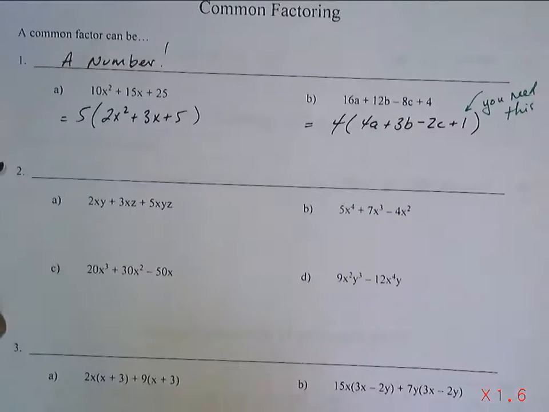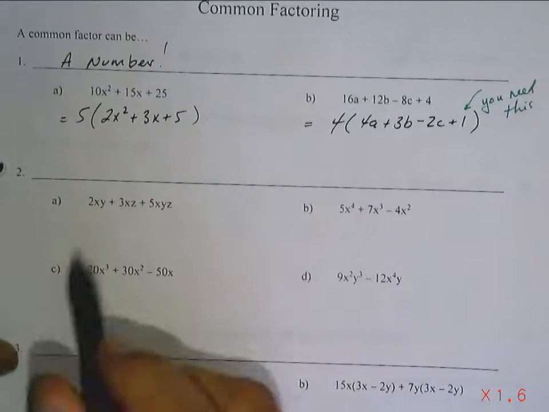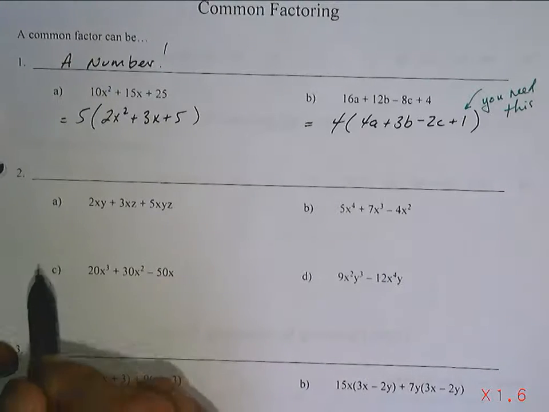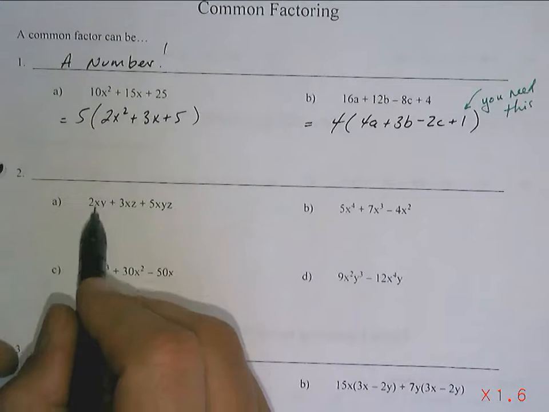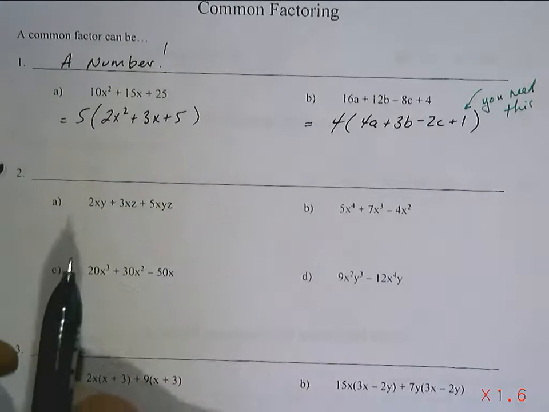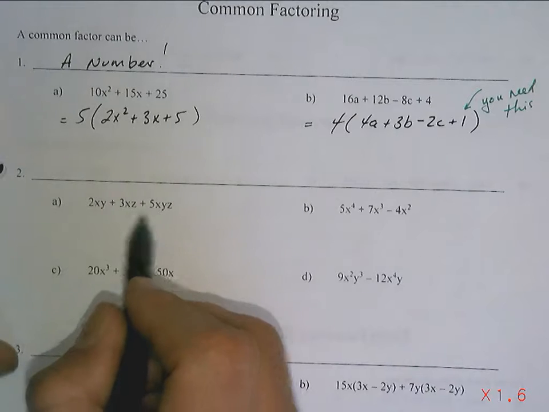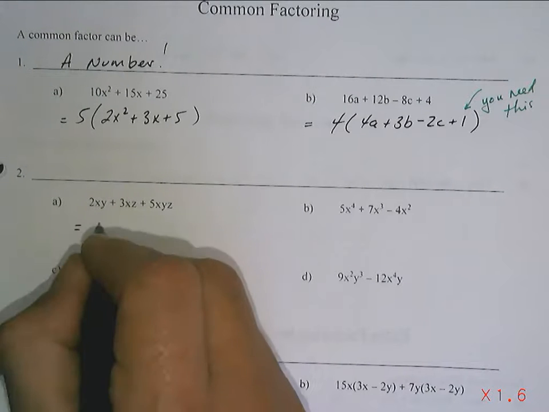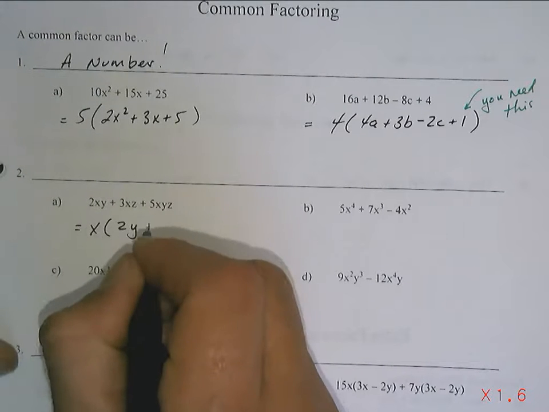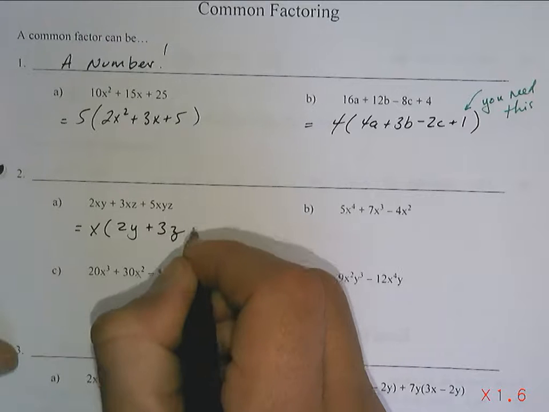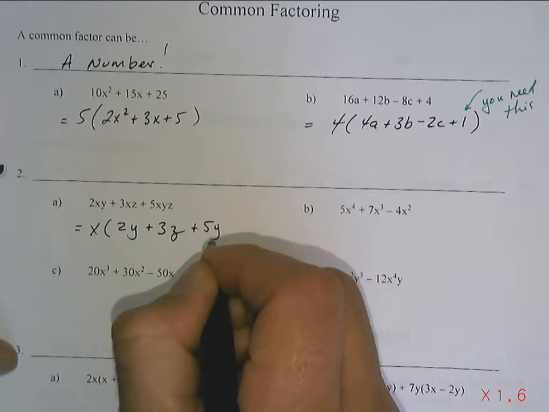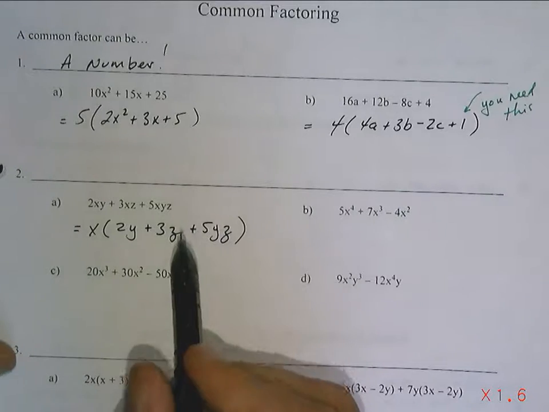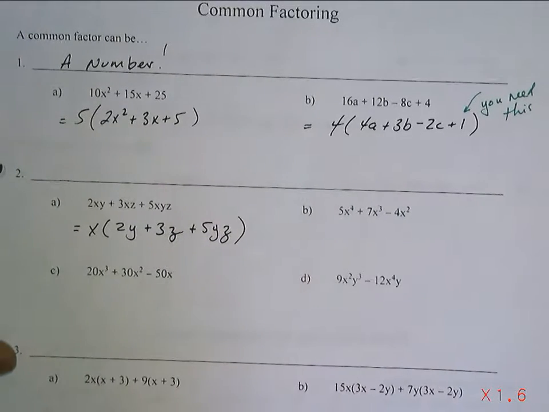Let's look at the next examples. So I've got 3 terms. What's common in all 3? 2, 3, and 5? Nope, they got nothing in common. They're all prime numbers. X, X, and X, they all have an X. Y, Y, they don't all have a Y. Z, they don't all have a Z. But they all had an X, do you remember? So it's 2Y plus 3Z plus 5YZ. Now, yes, I know my Z's look weird. Get used to it, that's what they are. And there's my X on the outside.